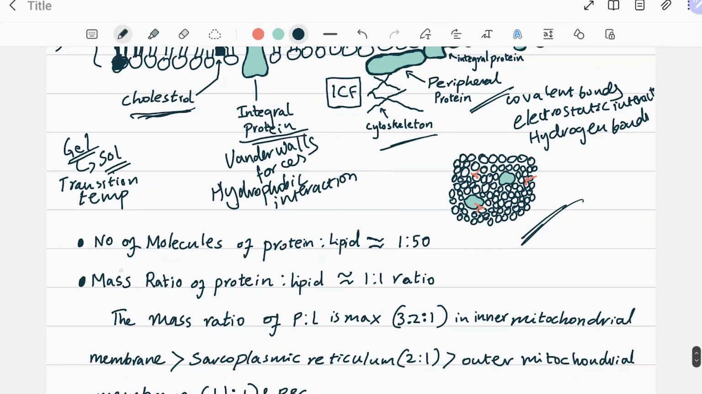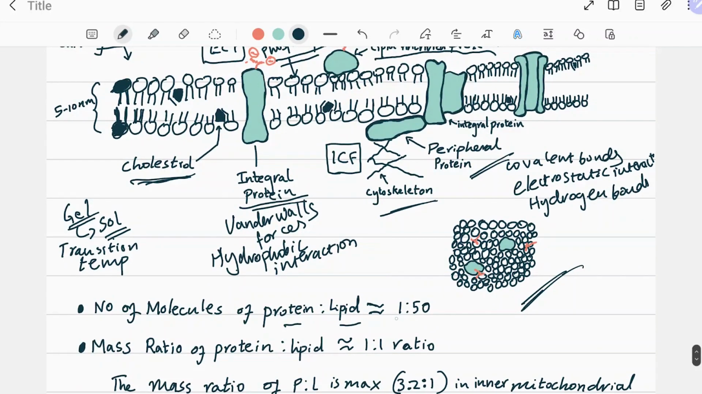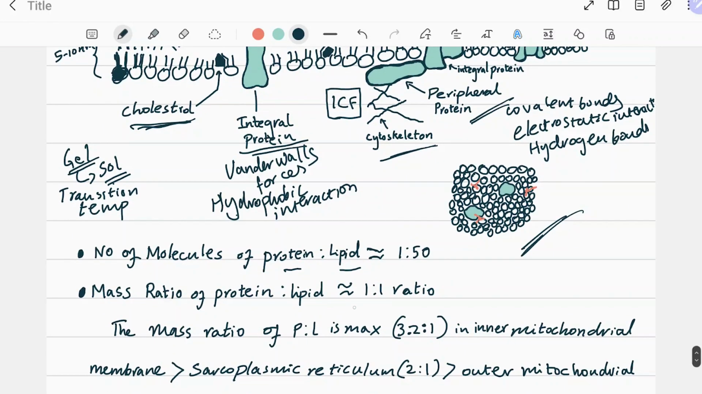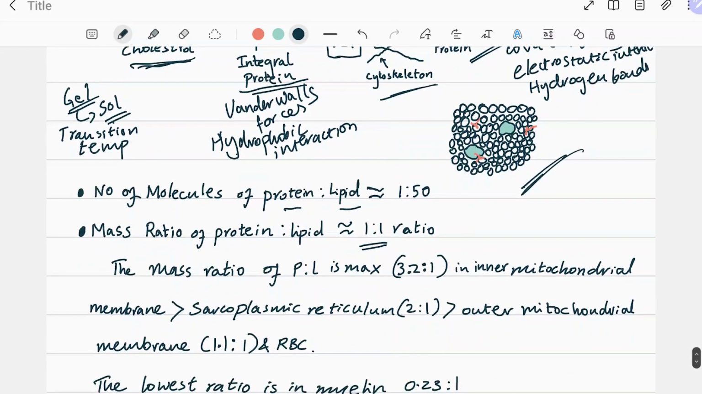Now if we look at the number of molecules over here, protein to lipid, of course the ratio of lipid in terms of numbers will be high. So the ratio of protein to lipid is 1:50. But in terms of mass, depending on the cell, most of the time protein to lipid ratio by mass is 1:1. Now it is different in some different cells. For example, where do you need more protein? Where the cell has more activity.